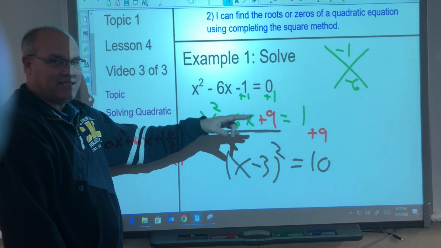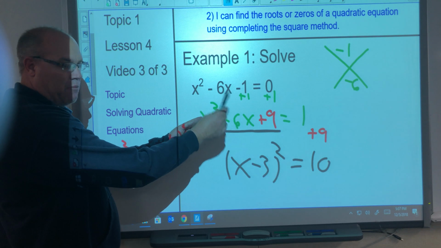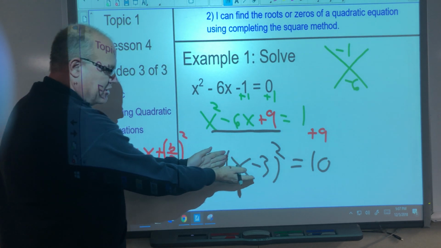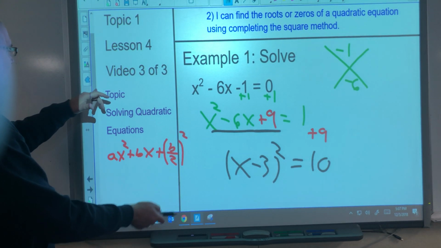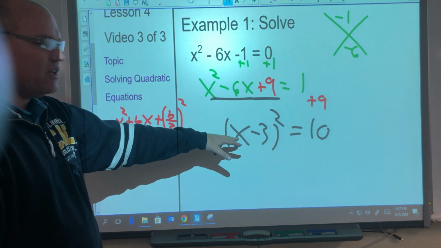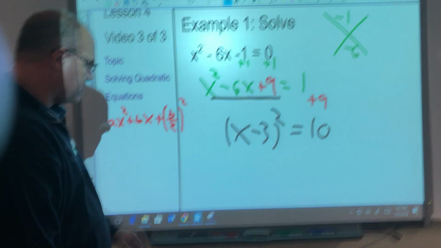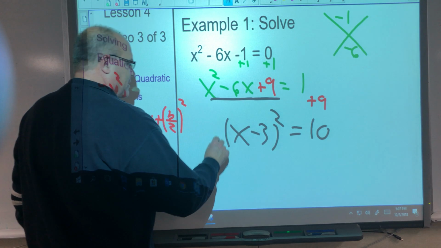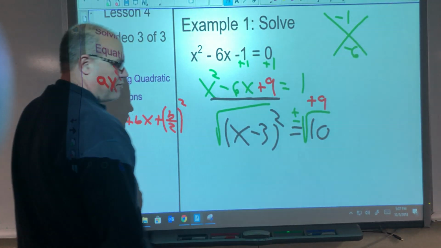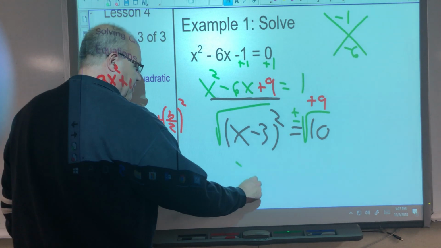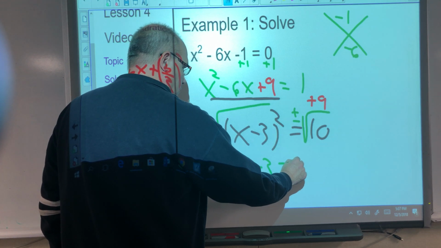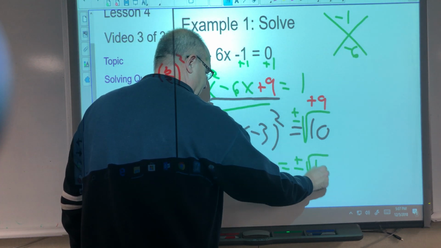I'm not showing you all the detailed factoring, but you could do a diamond problem with a generic rectangle. Factor this, you get x minus 3 times x minus 3, which is this. This is a binomial square. We already learned how to solve these, right? We can take the square root of both sides. When I do that, I take the positive and the negative root. This becomes just x minus 3 equals plus or minus the square root of 10.